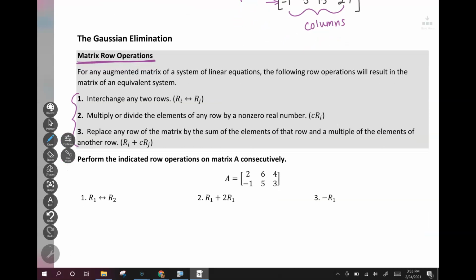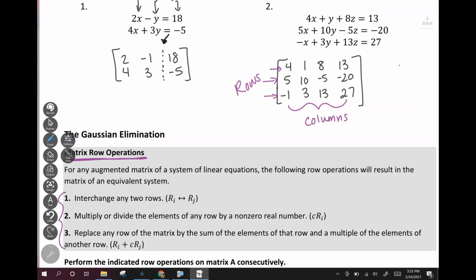You can multiply or divide the elements of any row by a non-zero real number. You can multiply or divide an entire row by a non-zero real number. Okay, so up here, maybe since I notice all of these are divisible by 5, maybe I want to divide that entire row by 5. Sure, you can do that. Since this third row has a negative in the front, maybe I want to multiply by -1. I can multiply the entire row by -1, and that will not change the system.